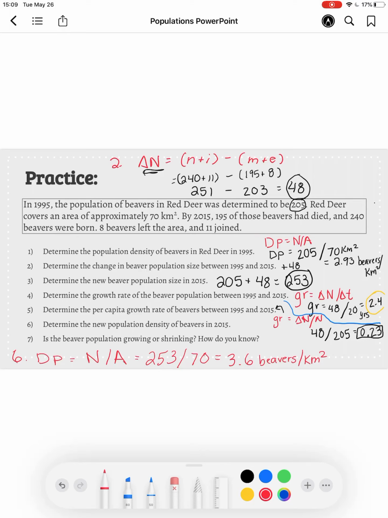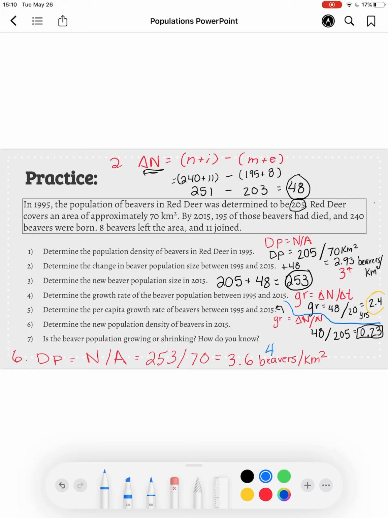Now we got 3.6. As a biologist, you would say back in 1995, this is 3, because we don't cut beavers in half. And then in here, since this is 0.6, we would round this up to 4. So it's not a lot of beavers added to the population, only 48 over 20 years, but that actually changes the density by a whole beaver, which is, I guess, a lot.